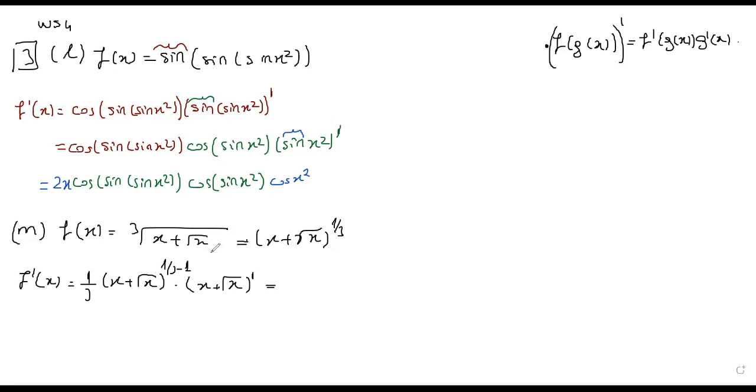So what do we have? This part will give minus 2/3. So we can rewrite it in this form. This 3 comes from this part. Times this one's derivative. So what's the derivative of this function? The first one's derivative is 1, plus the second one's derivative is this.